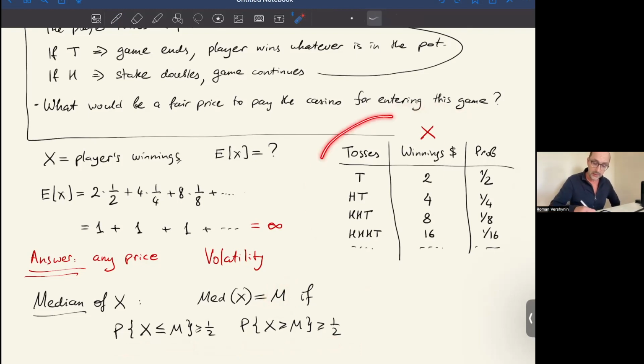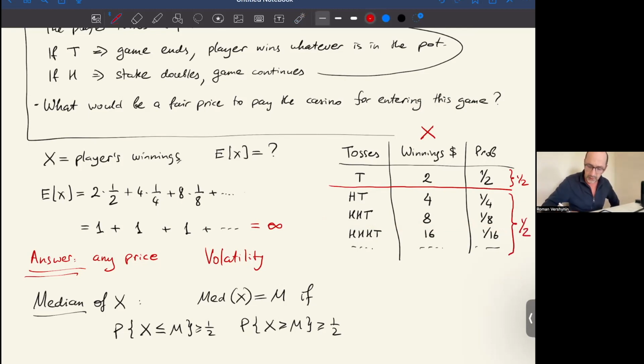Let's compute the median of the winnings. If we draw a line here, then this probability is 1/2, and this probability, if you sum all these numbers, is also 1/2. So in this game, the median, which is not uniquely defined, the median of winnings is any number between 2 and 4. So the message is, a fair price to pay the casino for entering this game would be somewhere between $2 and $4, which is much more intuitive. And that's another resolution of this paradox.